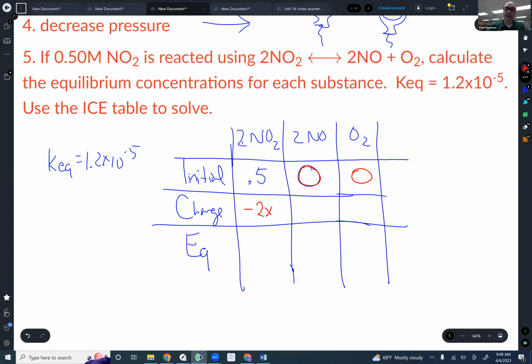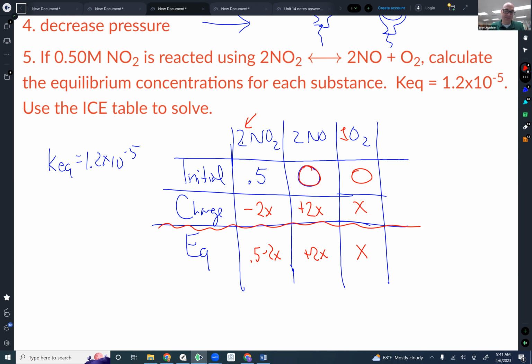They're going to lose 2x because of this coefficient. It's going to lose 2 times whatever amount it chooses to lose. And the same is going to be true for my product. It's going to gain 2 times as much, whereas the oxygen is just going to stay as 1 mole because it only has a 1 in front. Well, now what we can do is sum together the initial and change. So I have 0.5 minus 2x, I have plus 2x, and I have x.